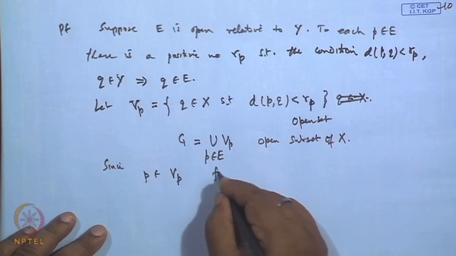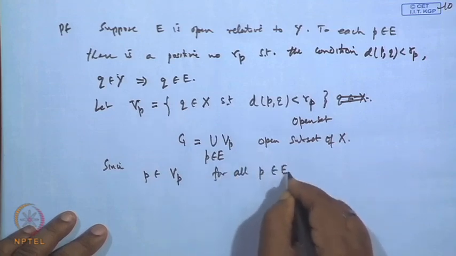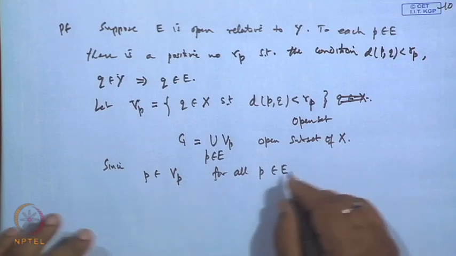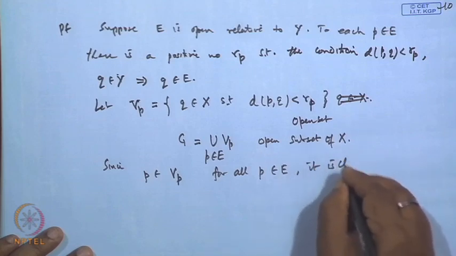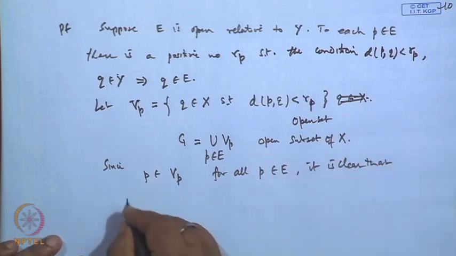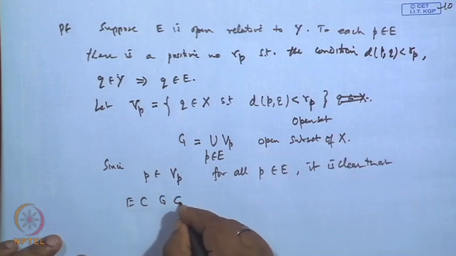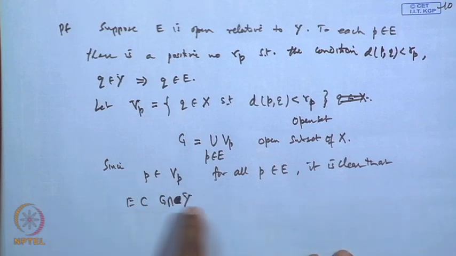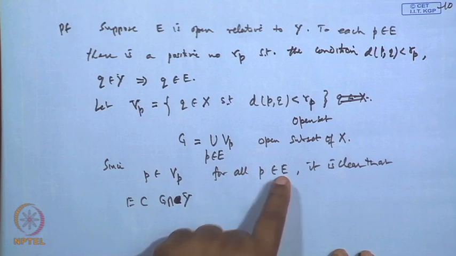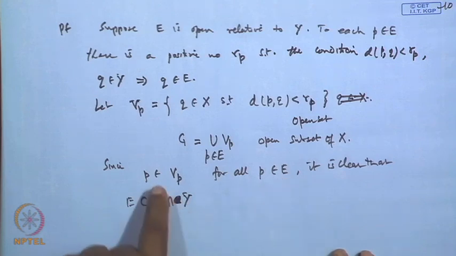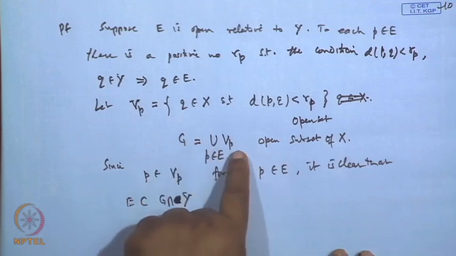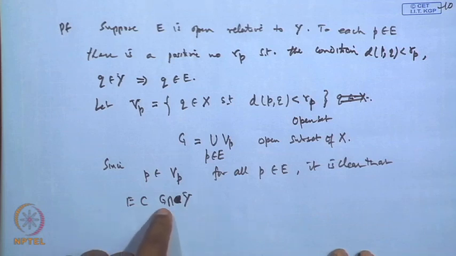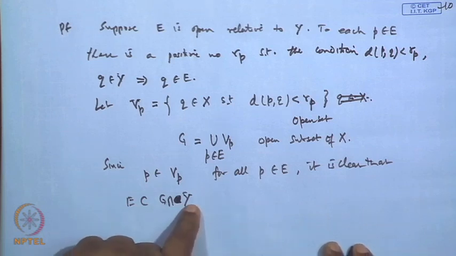Now, since p is in the neighborhood B_p, which has center p and radius r_p, for all p belonging to E, by construction p is the center of this neighborhood. So it is clear that E will be contained in G intersection Y, because all the points of E belong to some B_p, and G is the union of the B_p. Every point of E is in Y as well as in G.